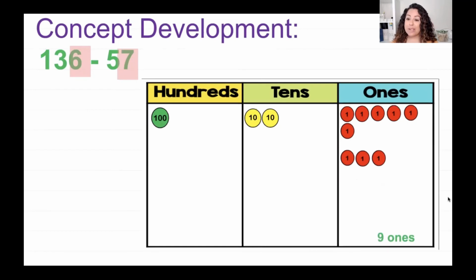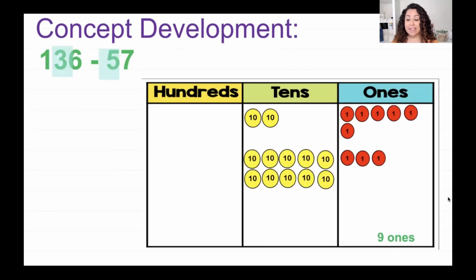Now let's move on to my tens. I have 3 tens, but now I have 2 because I used 1, and I need to take away 5. So can I take away 5 tens? I can, but I can't do it if I don't unbundle. I do need to go next door and I need to unbundle 100. So let's bring that 100 over and let's unbundle it.